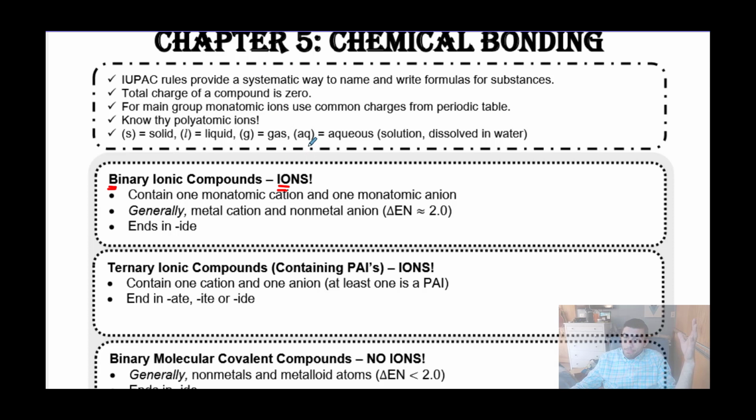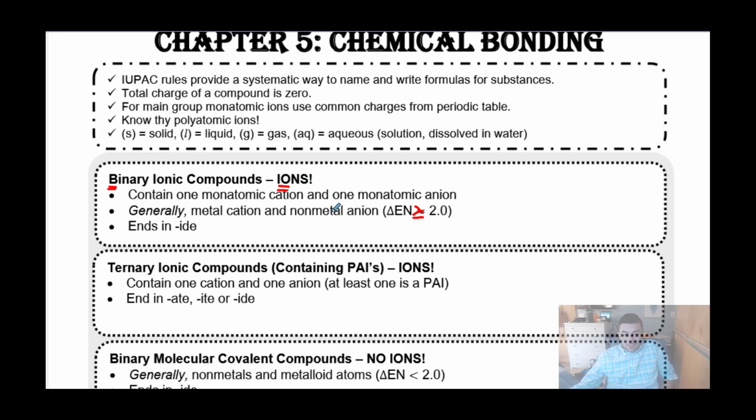Generally, it's a metal cation and a nonmetal anion. It's not always the case. There are some exceptions like we've seen, but generally that is true. And generally the difference in electronegativity between the two atoms that are bonding is going to be greater than or equal to 2. But again, that's only a general rule of thumb, right? Like the compounds don't follow the rules we make for them. We're making rules that seem to fit our observations the majority of the time.